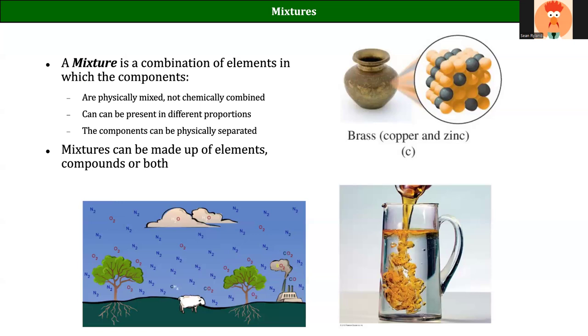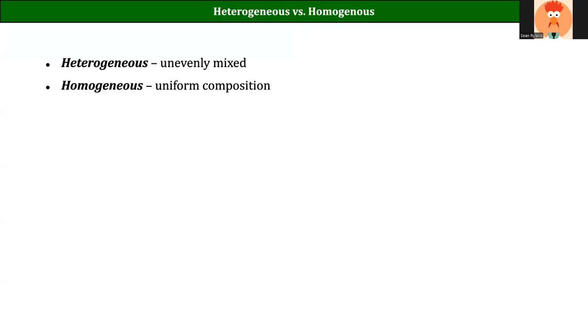There's one further classification for mixtures. Mixtures can be homogeneous.